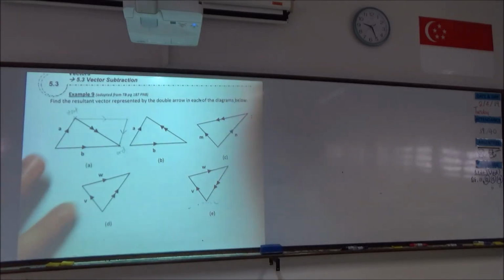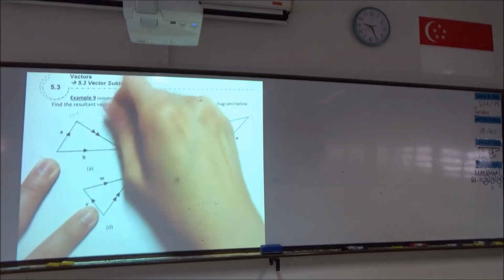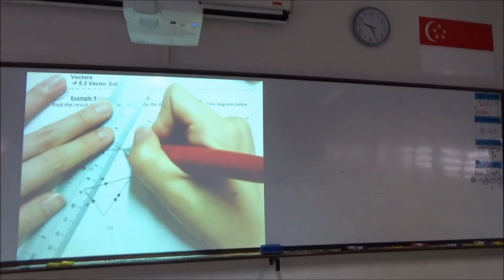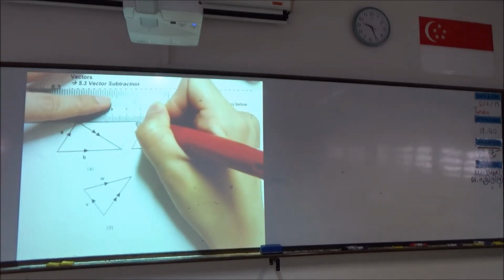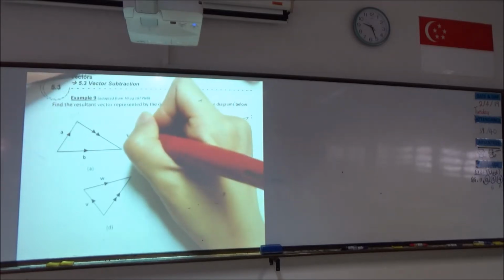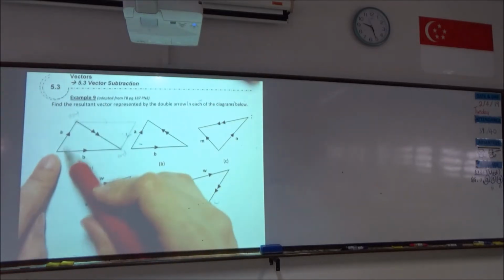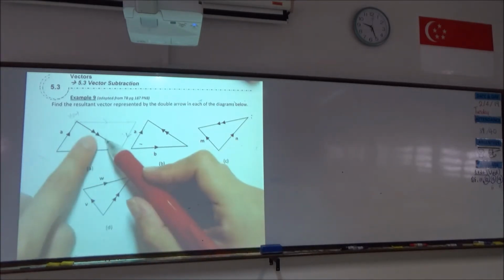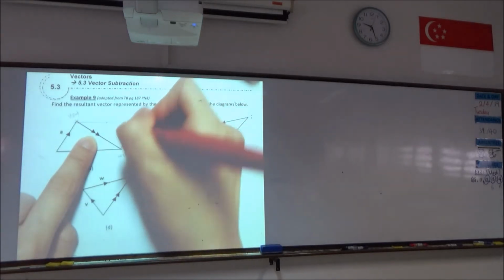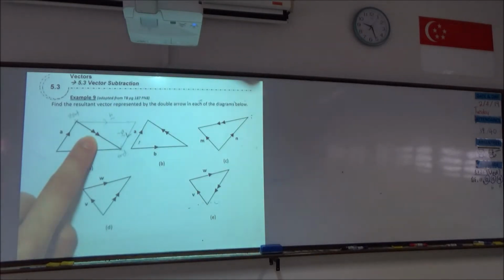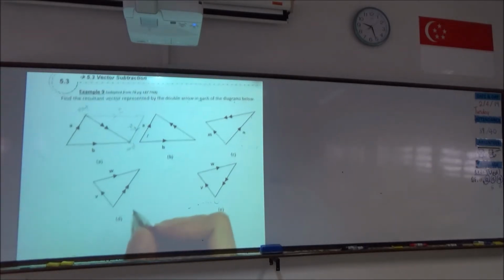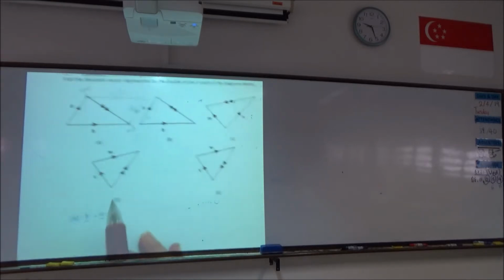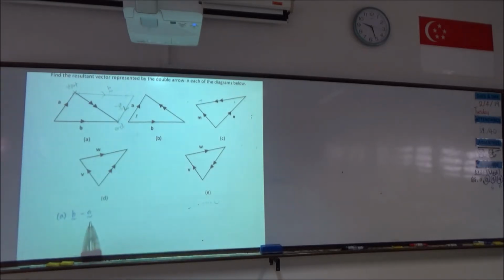It's supposed to be a parallelogram. Let me go back one. What is that downward vector supposed to represent? Negative A, right? Because upwards is actually A, so downwards must be negative A. So therefore the resultant vector will actually be B minus A. Let me write it. So the resultant of part A is B minus A.